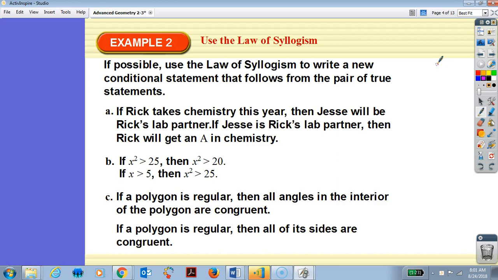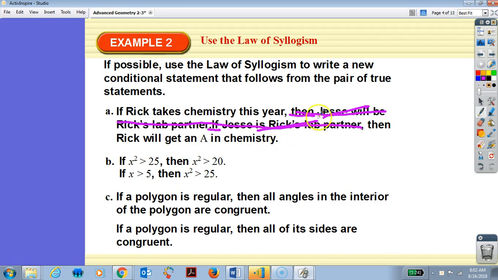So let's look here. If Rick takes chemistry this year, then Jesse will be Rick's lab partner. If Jesse is Rick's lab partner, then Rick will get an A in chemistry. So you guys see the overlap? What's the overlapping statement? What's the middleman, the thing that's repeated? Jesse will be Rick's lab partner. As long as the repeat is an if in one and a then in the other, you just totally cut out the middleman. And my answer is, if Rick takes chemistry this year, then Rick will get an A in chemistry.